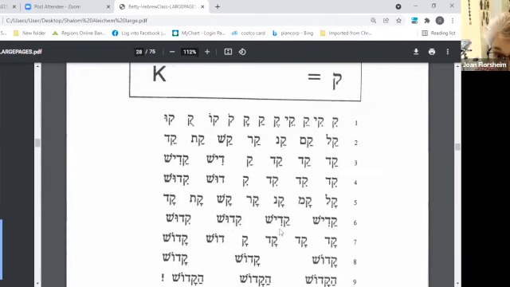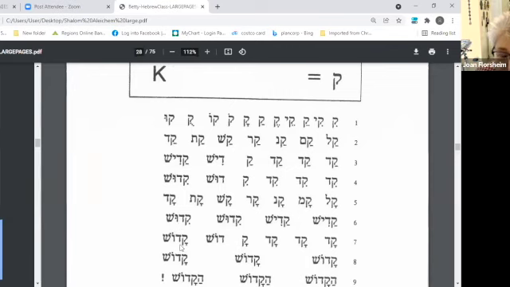Okay, so if you look at these words, Kaddish and Kiddush, they both come from the same root, Kuf Dalet Shin. The vowels change. It all has to do with holiness. So that's a root you're going to hear.